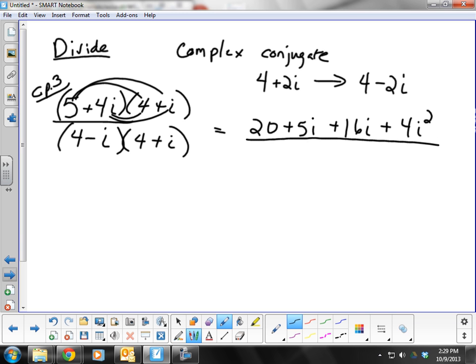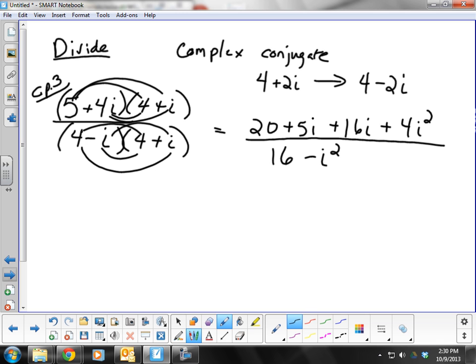Now, does anybody know why I use the complex conjugate? What's going to happen when I do the inner and outer terms? They're going to cancel out. That's why we do the complex conjugate. Always going to happen that the inner and outer terms are going to cancel out. So I don't even have to write them down. All I need is the first times the first, which gives me 16, minus the last times the last. Sure, you can write it if you want to. And then it'll just cancel out and just go to the next step.